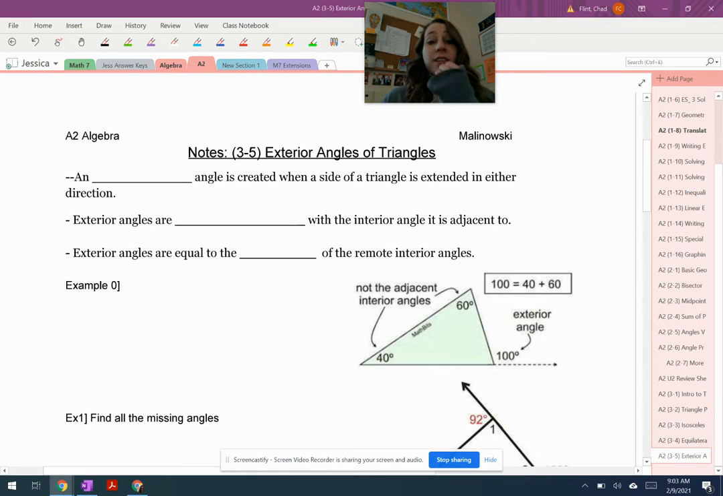All right, this is the last lesson of Unit 3. This is a very mini little baby unit here on basic triangle intro stuff. So this one is talking about the exterior angles of a triangle, not to be confused with interior.